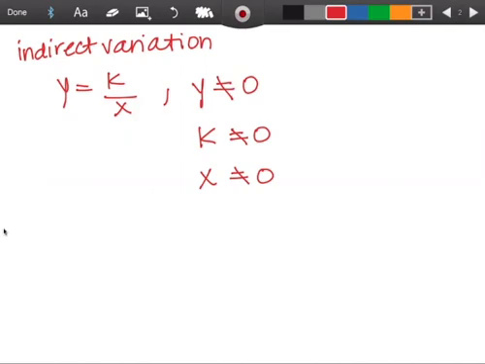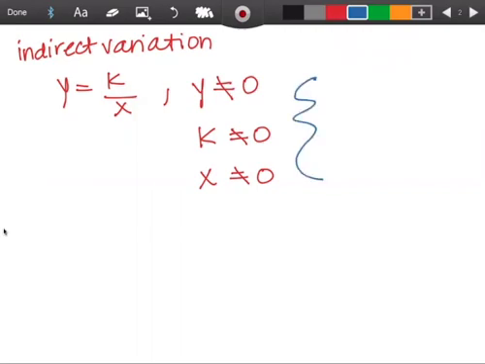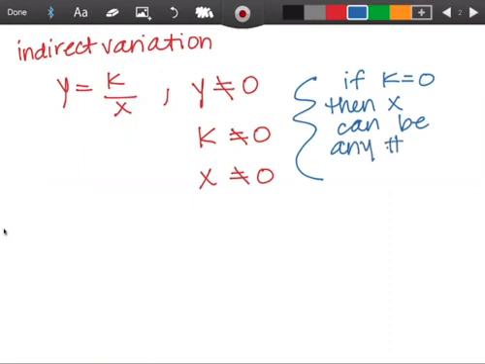Now, when I say that they cannot be equal to 0, there is a little bit more complexity to that. They can't be equal to 0 at the same time. So if k equals 0, then x can be any number except 0.